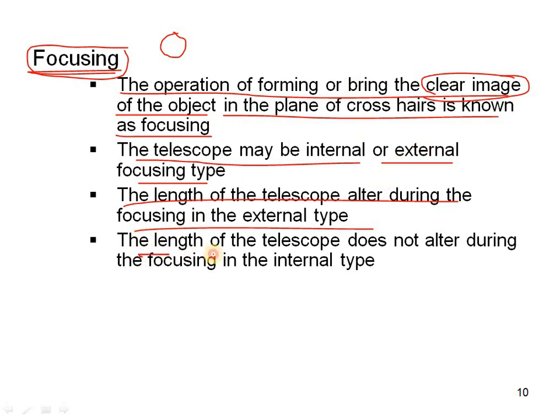And the length of the telescope does not alter during the focusing in the internal type. So this will happen in the external type, whereas it does not happen in the internal type. In the internal type we cannot have the focusing screw, so that is fixed in the internal itself. So when we keep the object to the eyepiece, from the eyepiece itself we can set the instrument by the focusing. But in the external type, the length of the telescope will be altered during the focusing.